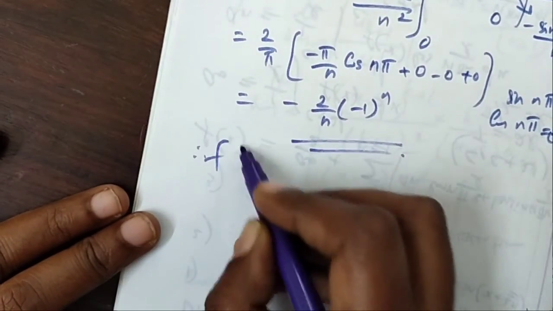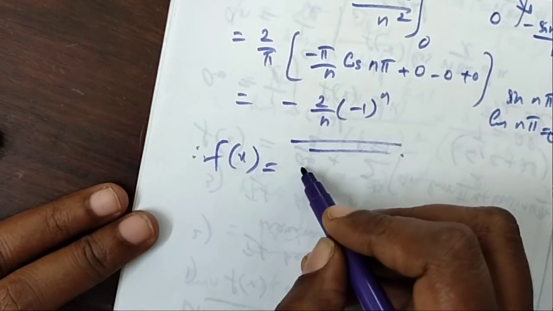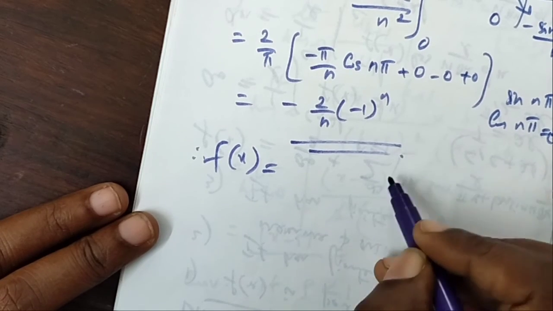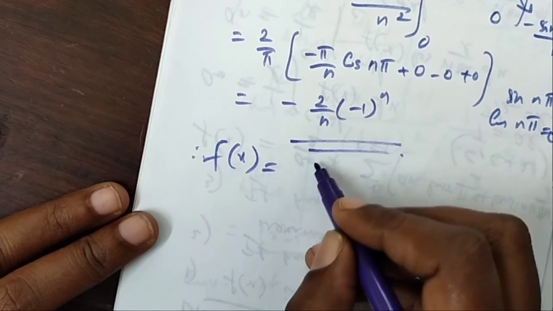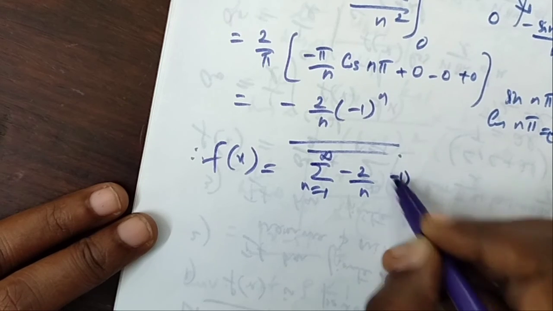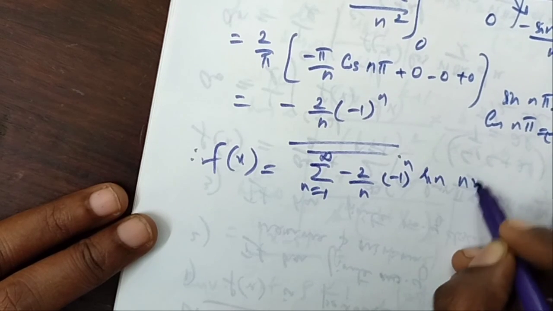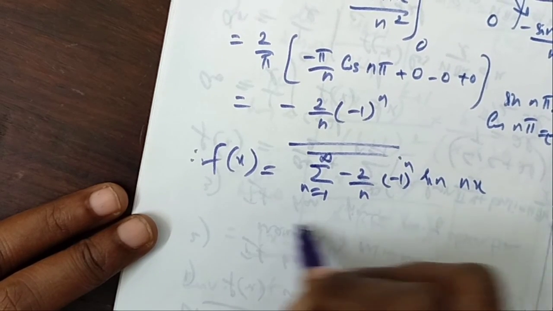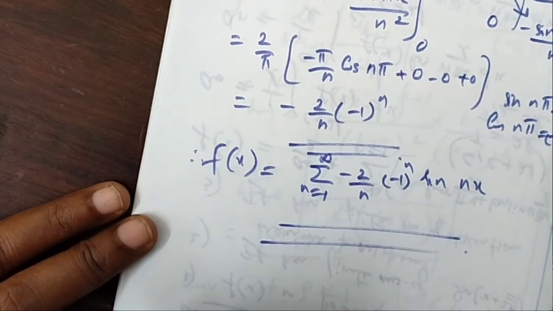So the Fourier series for f of x: a0 we got 0, an is 0. So only bn remains. So n from 1 to infinity, bn sin nx. Okay, so this is the Fourier series for f of x.